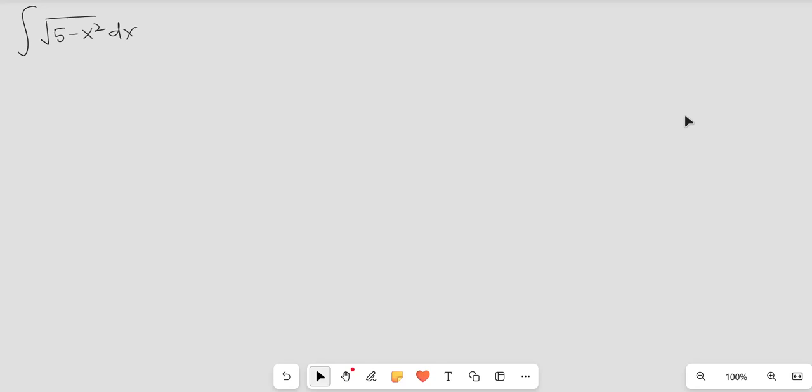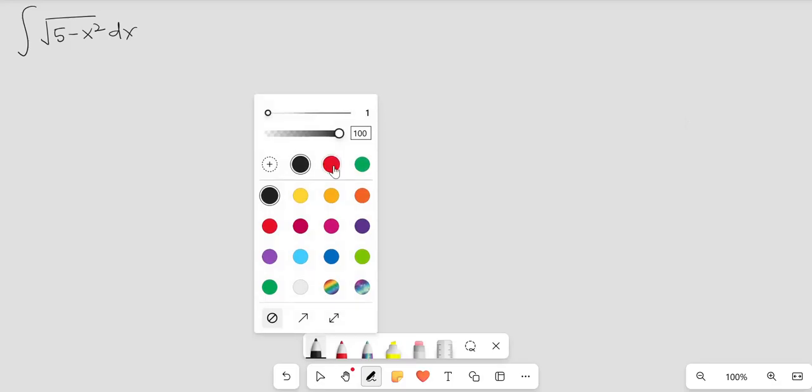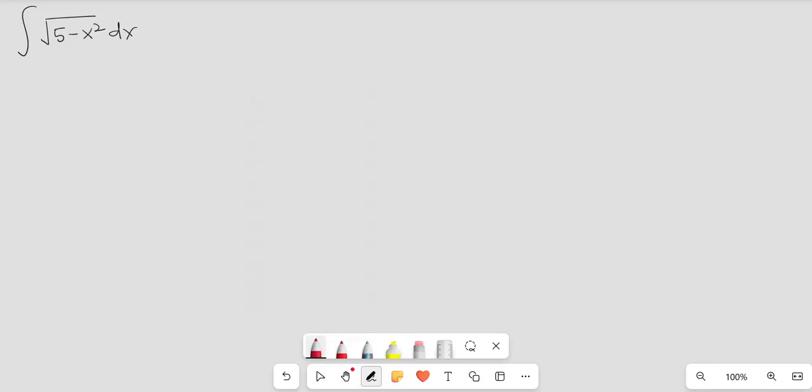In this tutorial, we're looking at the integral of the square root of 5 minus x squared dx. So let's dive into it. With this one, we can use a trig sub. So I want to start off by doing the obvious.